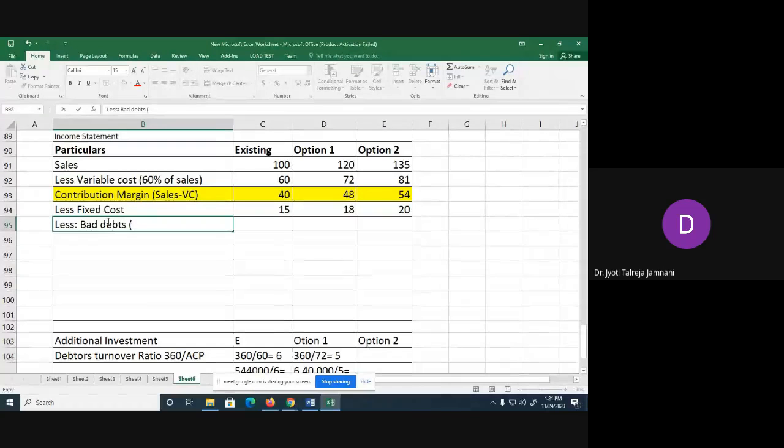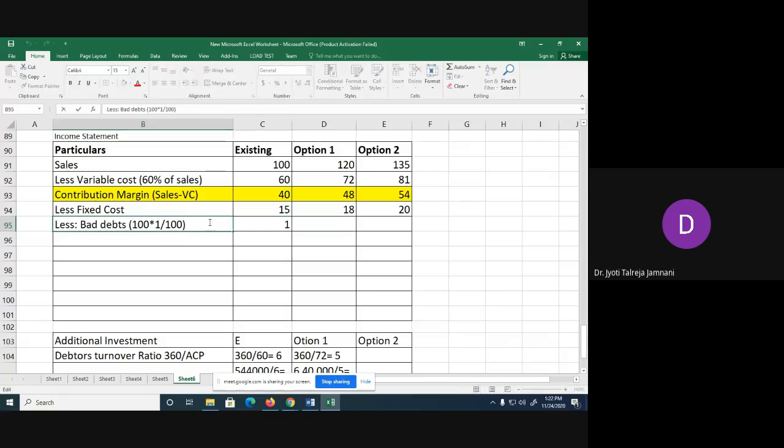So current position means for 100 lakh sales, it is 1%. So 1% of 100, it will be 1 lakh. So I'm taking it here as 1.